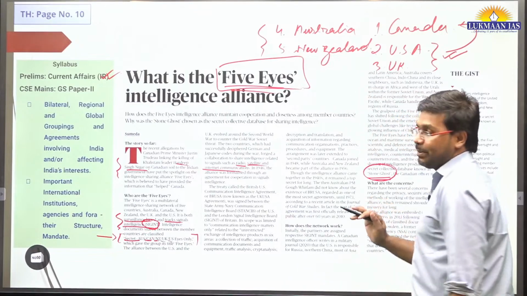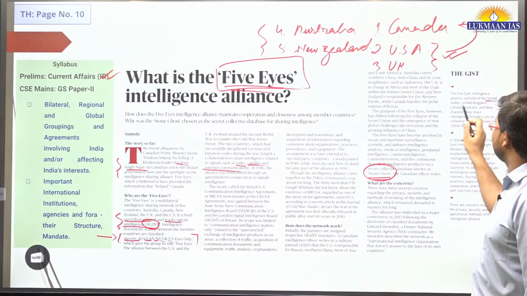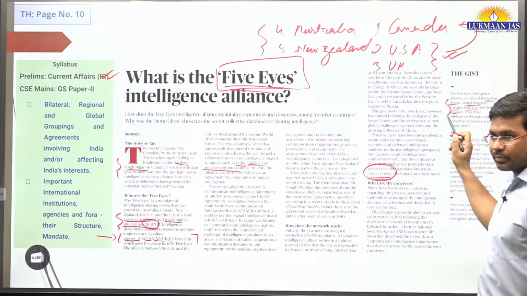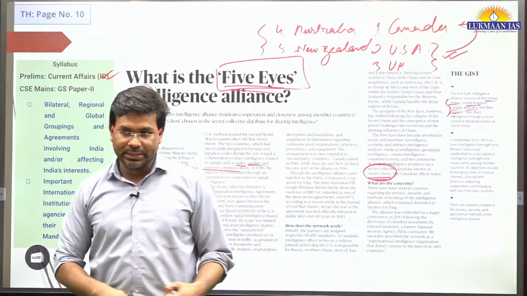What is important for us to remember? The names of these countries: US, UK, Canada, Australia, and New Zealand. Their names are important, and also the nature of this particular organization.